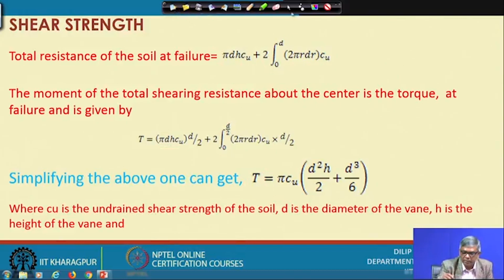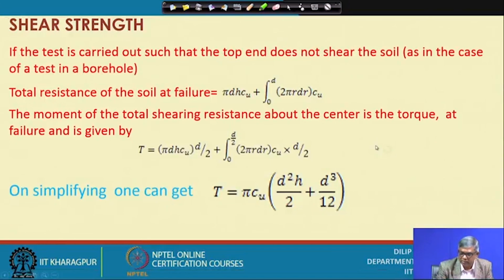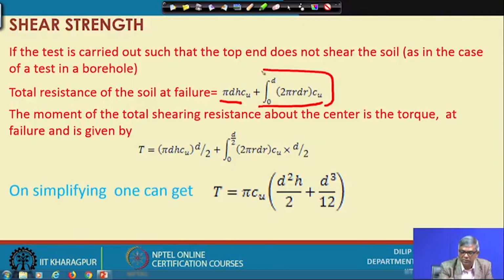Now, if I ignore the resistance from the top, then the total shear force will be this much, and it will not be multiplied by 2, and it will not be d by 2, it will be r actually, the r distance we have taken. Again, if I equate and simplify, I will get another expression, slightly different from the earlier one, because we have ignored the resistance from the top.